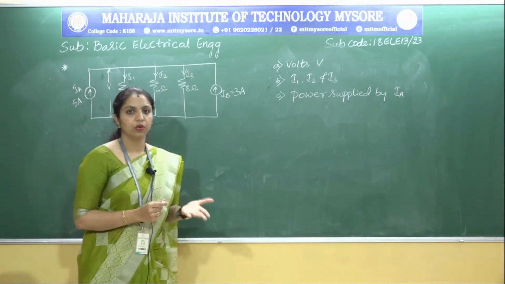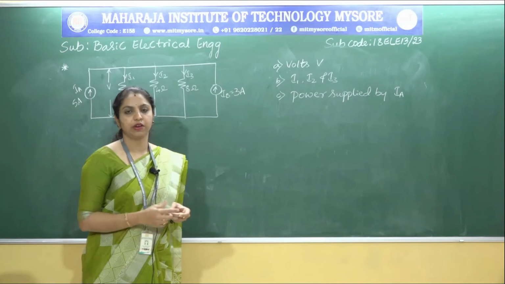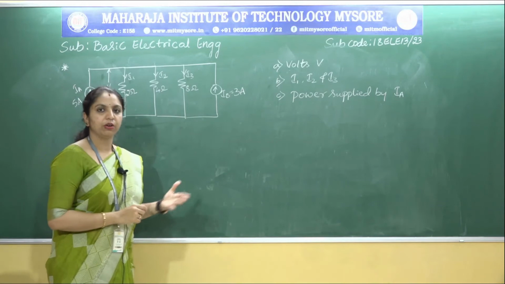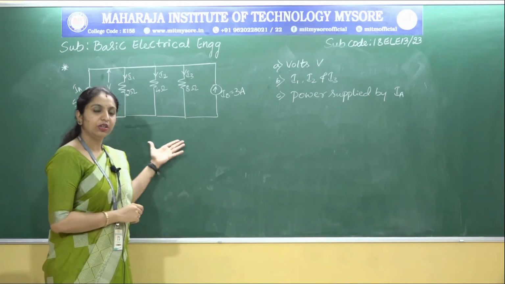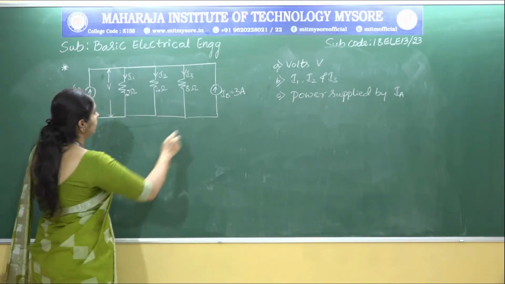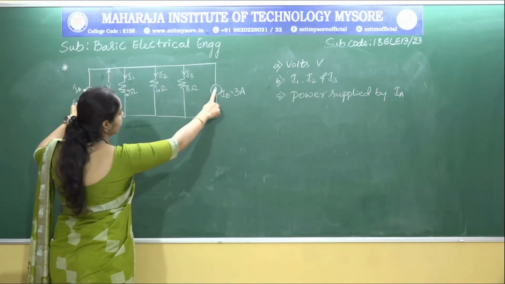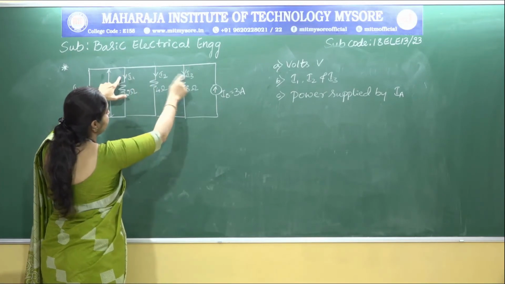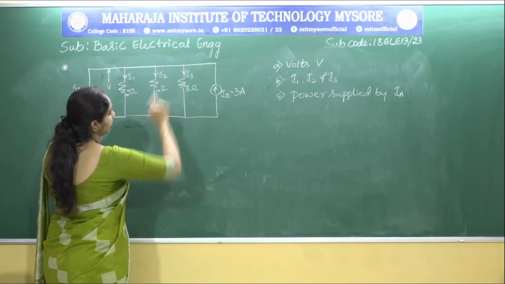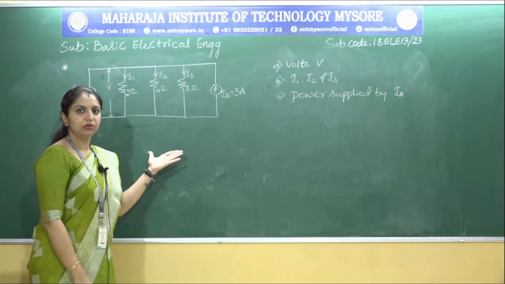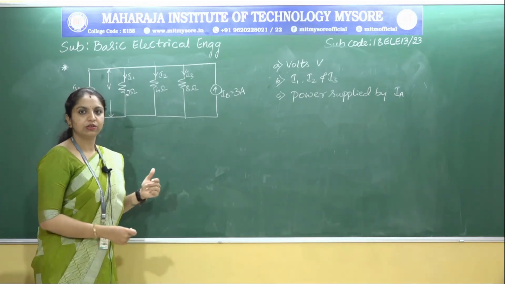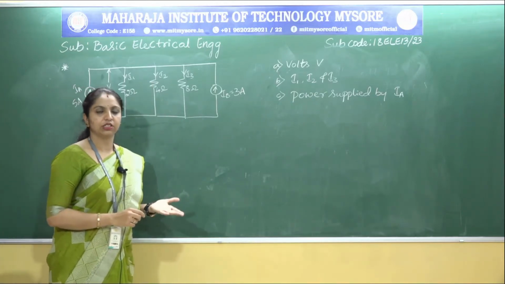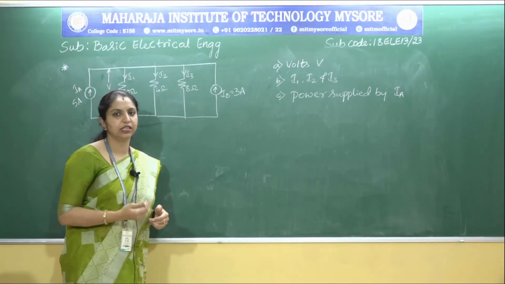To find the value of volts, first we need to find the values of I1, I2 and I3. Now I am going to apply KCL to this circuit. Look at the direction of the currents here. The directions of IA and IB are in this direction, and the directions of I1, I2, I3 are in this direction. If we apply KCL, we know that the algebraic sum of the currents entering the junction is equal to the algebraic sum of the currents leaving the junction.